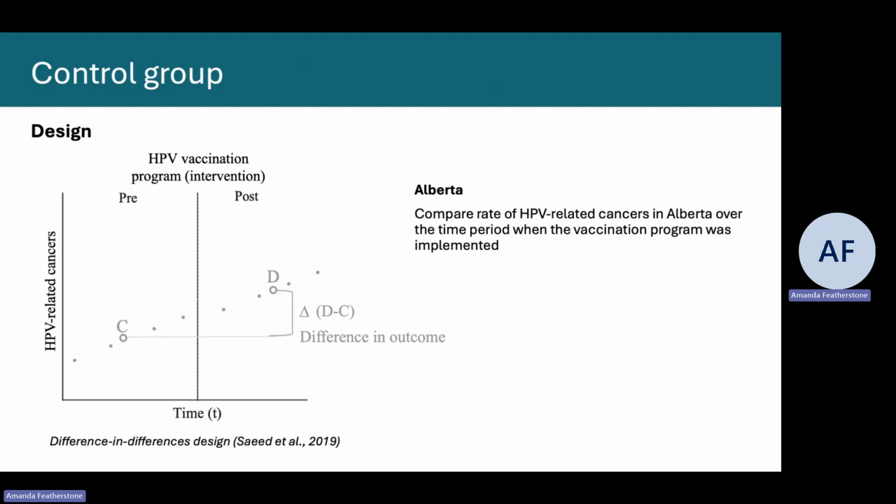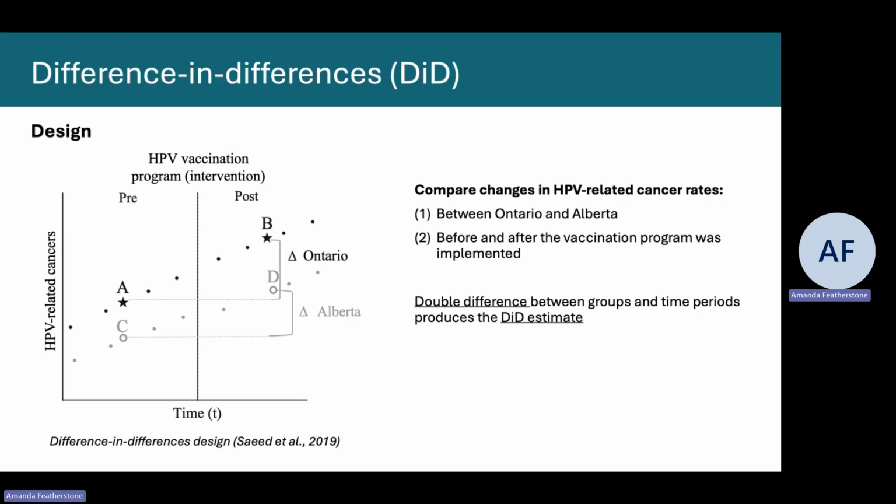Similarly to how we looked at the province of Ontario, we could compare the rate of HPV-related cancers in Alberta over the time period in which the vaccination program was implemented, and the difference in outcome could be used to examine how the rate of HPV-related cancer changed over time. Now that we have both our intervention and control groups, what we can do is compare the rate of HPV-related cancers between the two provinces before and after the vaccination program was implemented. This allows us to calculate a double difference between groups and time periods that produces the difference in differences estimate.